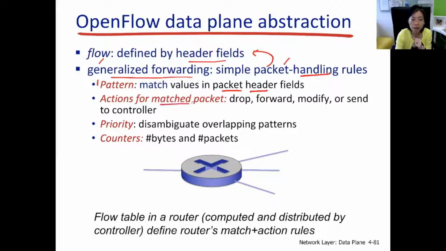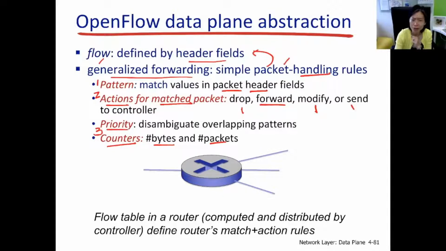If there's a matching entry, go to the action column, so that's step 2, and then handle the packet that way. It could be simply to forward the packet to the next router, or drop the packet, or modify the packet, or send the packet to the remote controller. That is usually for debugging purpose, by the way. And step 3, increment the counter so that we track the number of packets and the number of bytes matching the flow.